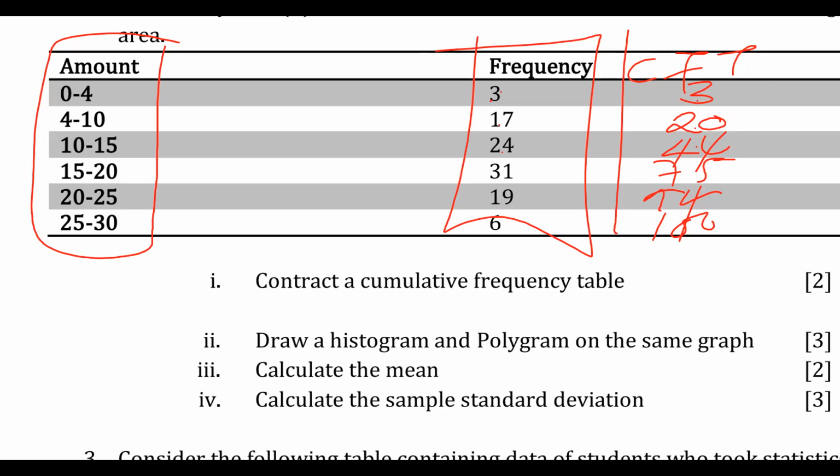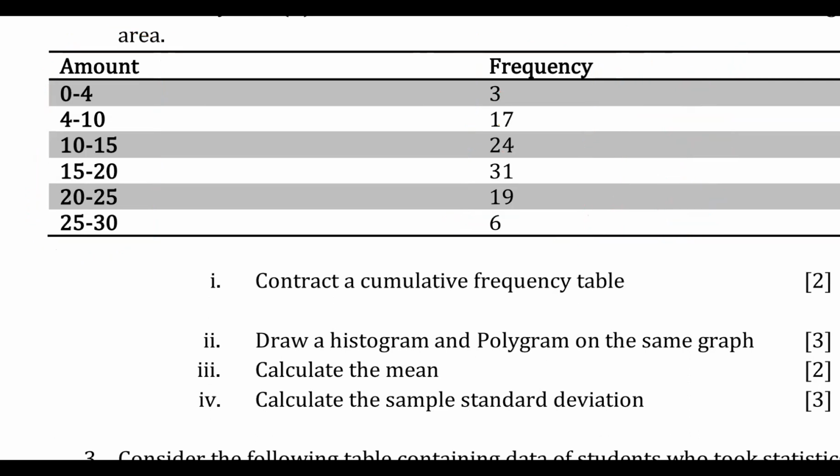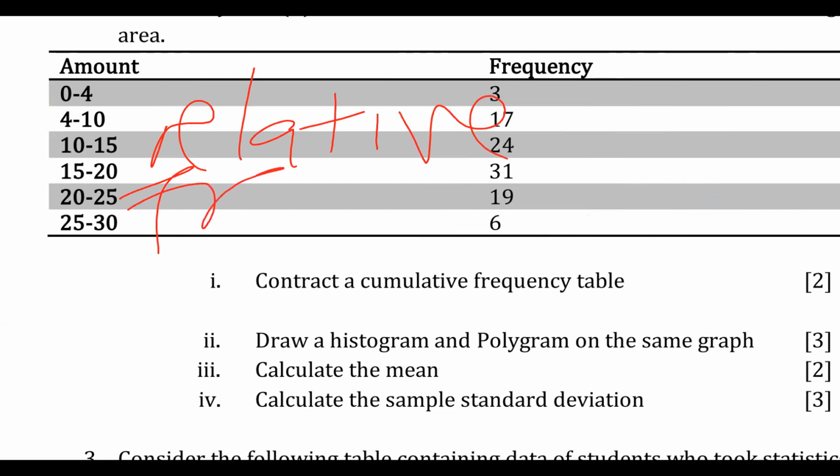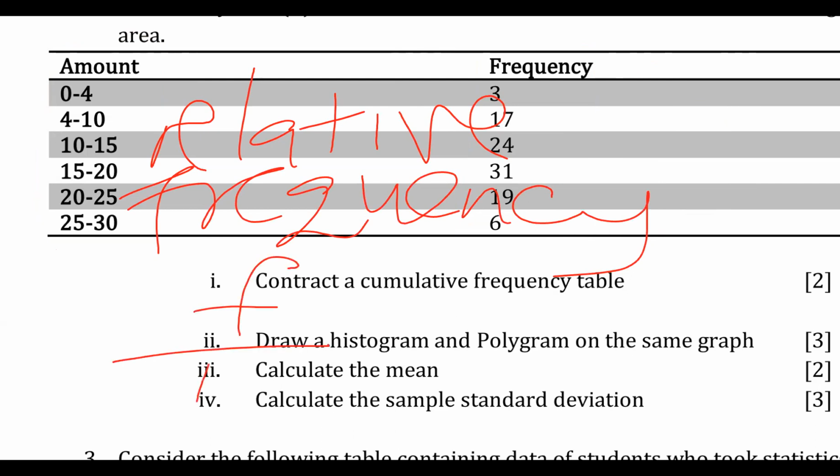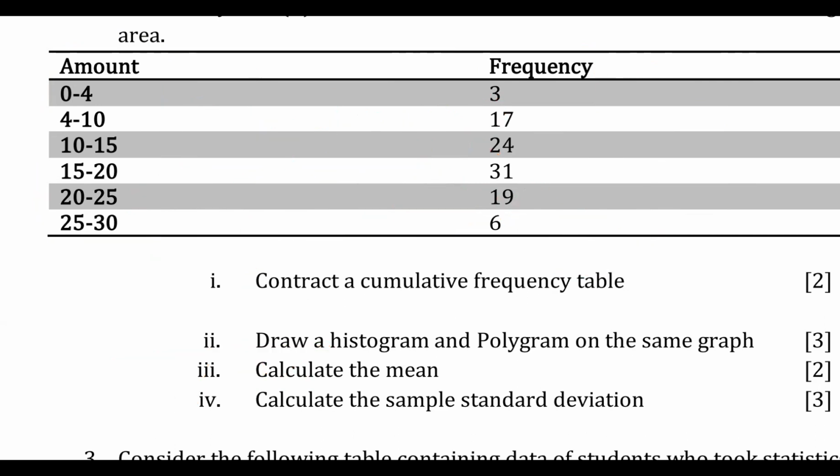In case the question is rephrased as relative frequency or relative cumulative frequency, let's start with relative frequency. What relative frequency means is that you divide each frequency by the total frequency. Frequency divided by the total frequency gives you the relative frequency. You got that?